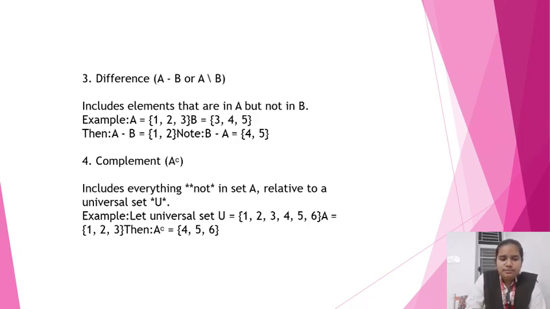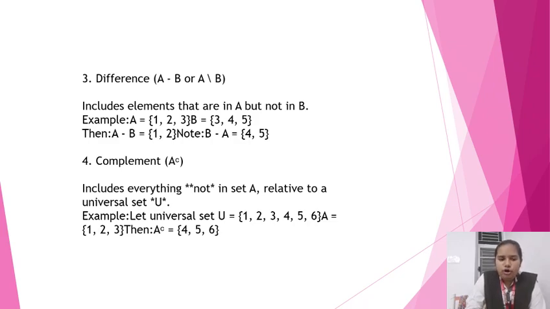Here set A contains 1, 2, 3 and B contains 3, 4, 5. In the A minus B operation, we consider set A elements, that is 1, 2, 3. 3 is present in set B, so we neglect 3 and A minus B is written as 1, 2. In the B minus A operation, we consider B set elements, that is 3, 4, 5. Here 3 is present in set A, so we neglect 3. B minus A equals 4, 5 because by the definition it includes elements that are in B but not in A. So A minus B equals 1, 2 and B minus A equals 4, 5. This is about the difference operation.